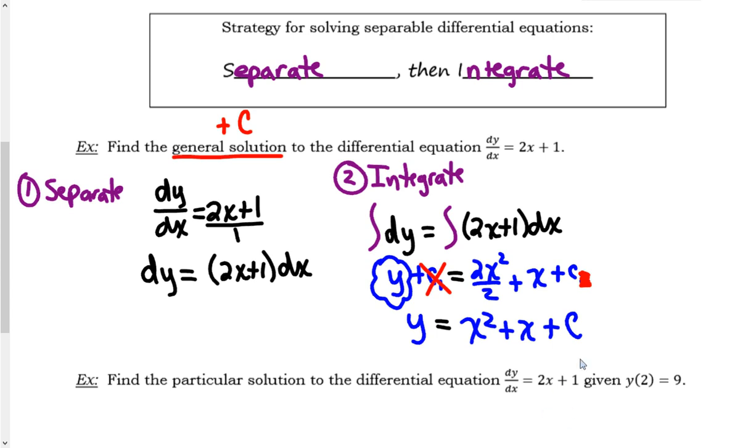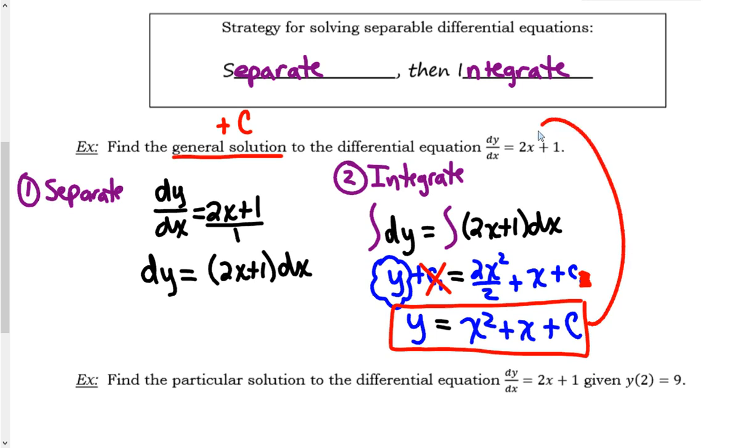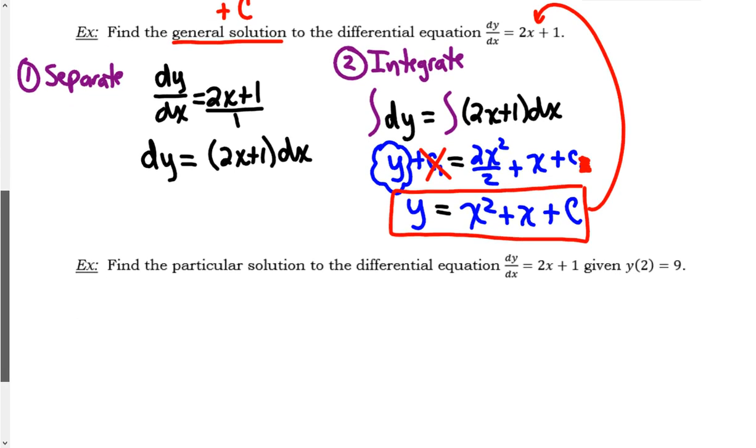So my task in this problem was to find the general solution, and here is my general solution. If I were to take the derivative of this general solution, I should get that right there. And that's all a differential equation is. So technically it's not really new, except for the fact that we have to separate our variables before we integrate. So let's move on to the next example, which is nice and easy.